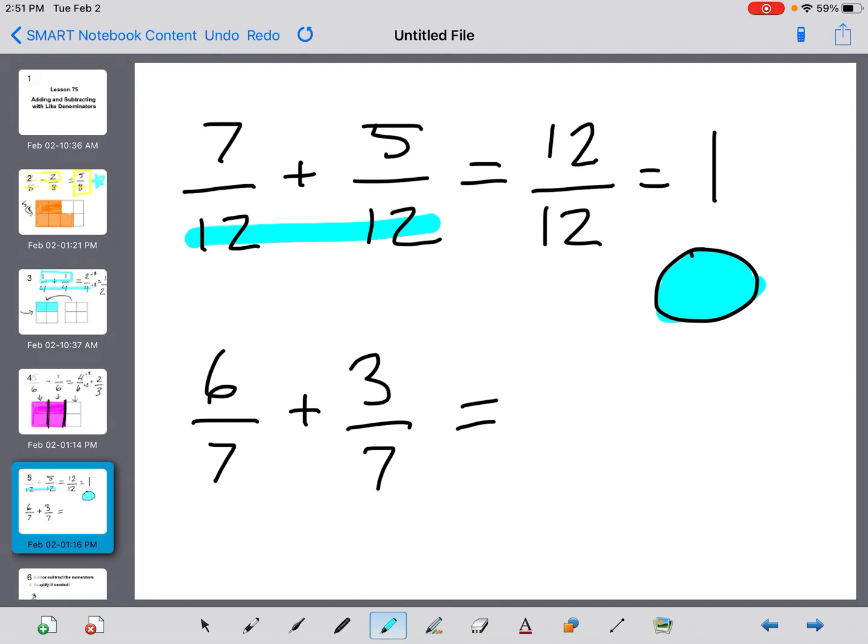Imagine it's split into 12 pieces. If you have all 12 of those pieces, you have the whole pizza. It is one whole pizza. Okay, so same number on the numerator and the denominator equals 1, always.